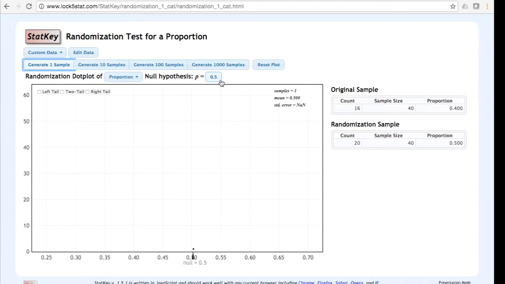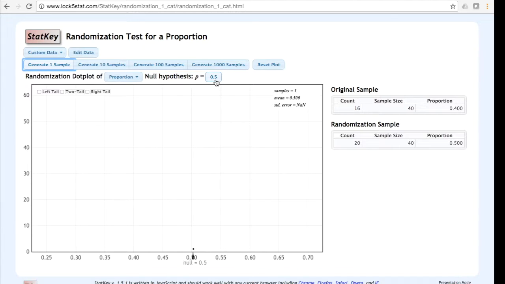Recall, in bootstrapping, the distribution was being pulled from the original sample, which here is 0.4. This distribution is based off of the assumption that the null hypothesis is true. In other words, that the population proportion is equal to 0.5.